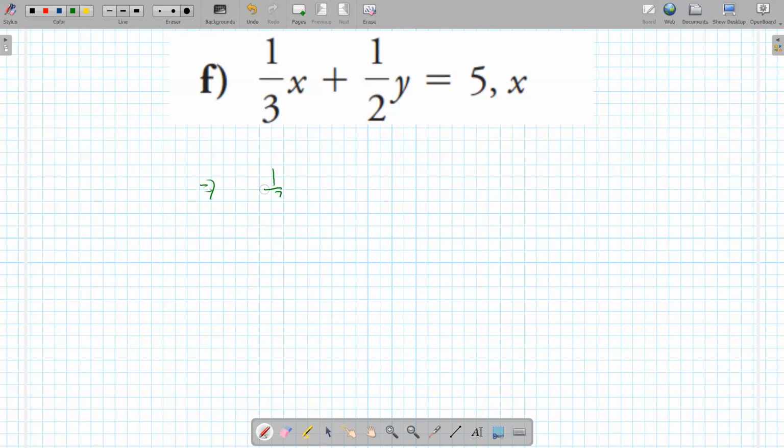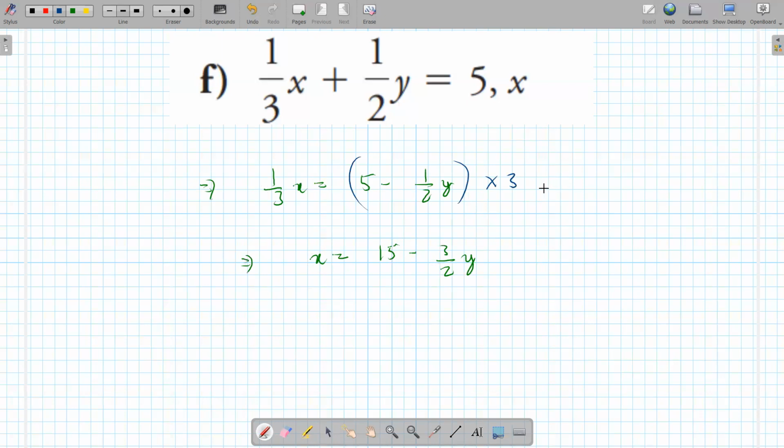So let's do that. 1 over 3x is equal to 5 minus 1 over 2y. What's next? You multiply by 3. Perfect, that's exactly what it is. X is gonna be 5 times 3 is 15, and 1 over 2 times 3 is 3 over 2. Okay, like that. So when you're multiplying by 3, there's an invisible bracket that comes up here.